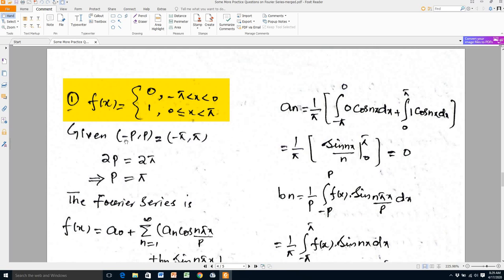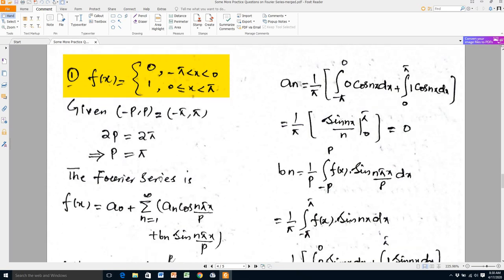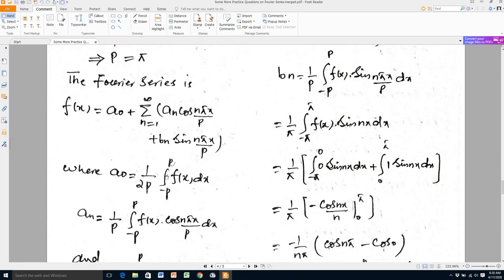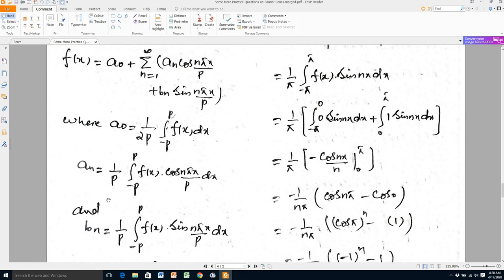Again in the same fashion, I take the interval from minus p to p, its value is minus pi to pi, and after simplification you get p is equal to pi. So the Fourier series is f of x is equal to a naught plus summation n is equal to 1 to infinity a n cos n pi x over p plus b n sin n pi x over p. And you know that a naught is equal to 1 over 2p integral from minus p to p f of x dx, and similarly the value of a n you know that, and similarly the value of bn also.